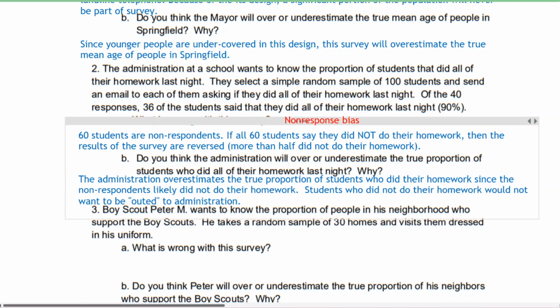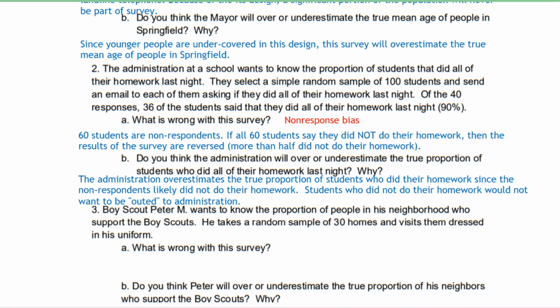Also, another thing to think about here is that the students who didn't do their homework probably don't want to be outed as non-homework people to the administration. So there's a couple of things wrong with this. And that's our little bit on non-response bias.